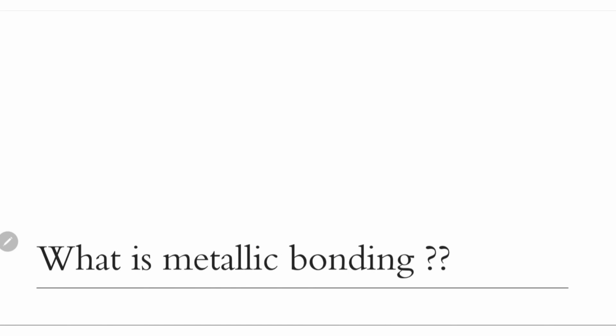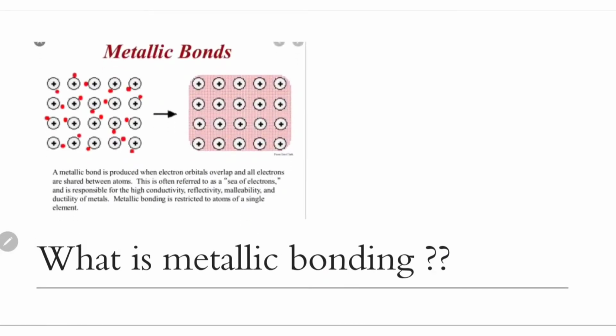So once again, what is metallic bonding? Metallic bonding is produced when electron orbitals or valence electrons overlap and all electrons are shared between atoms, so they are not bonded to one atom particularly. This is often referred to as a sea of electrons and is responsible for the high conductivity, refractivity, malleability, and ductility of metals.